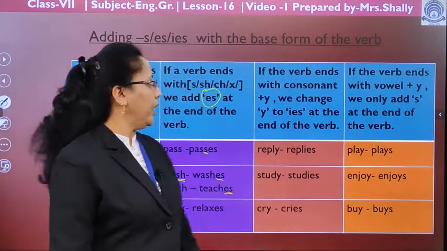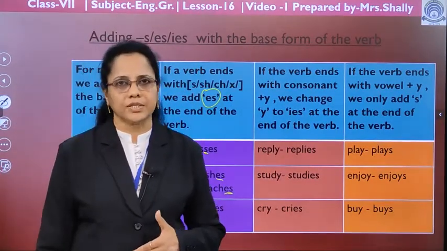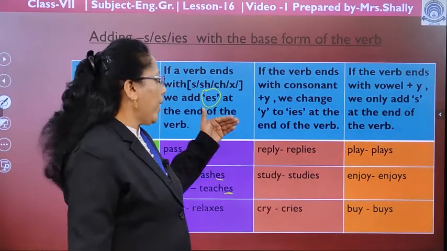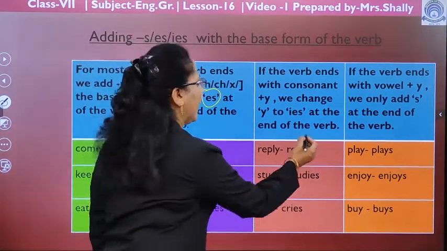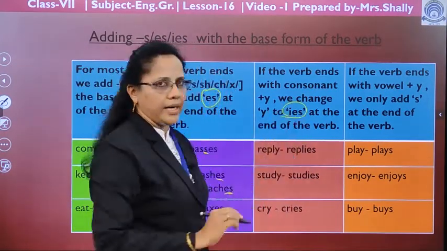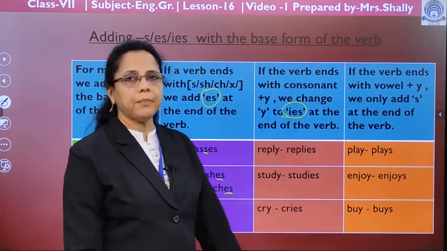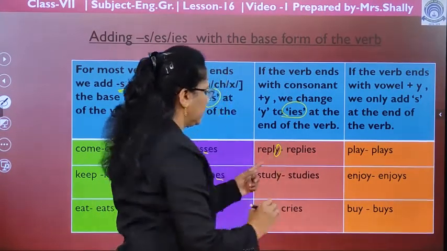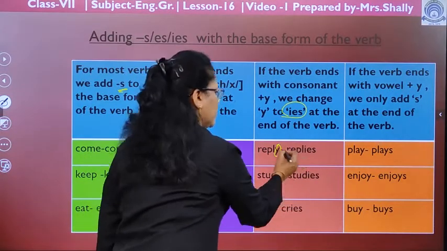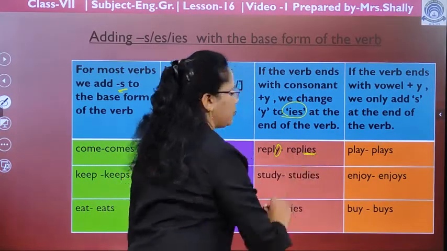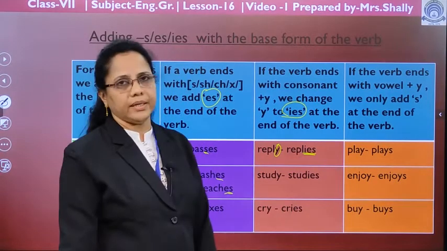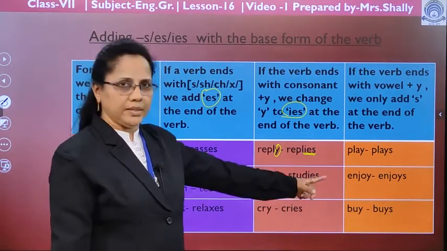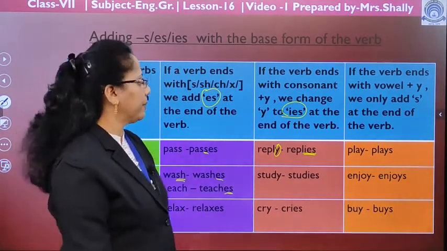Then, if the verb ends with a consonant and y, that is, if y is preceded by a consonant, then y is to be removed and ies is to be added. For example, reply, r-e-p-l-y. Here it ends with y, and just before y there is a consonant l. So y is to be removed and ies is to be added. Another example, study. Here also y is preceded by a consonant d. So, studies. Then cry, cries.